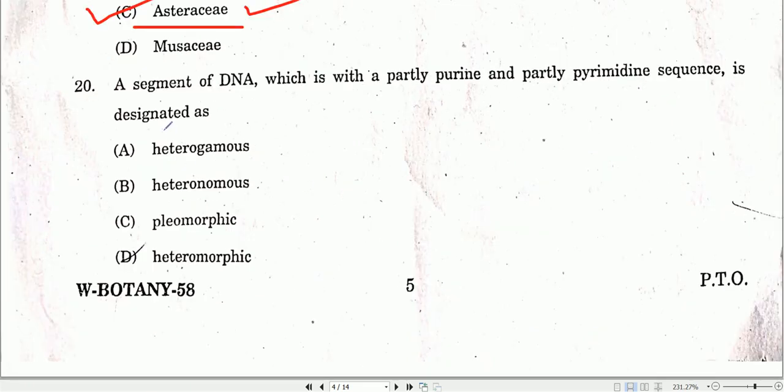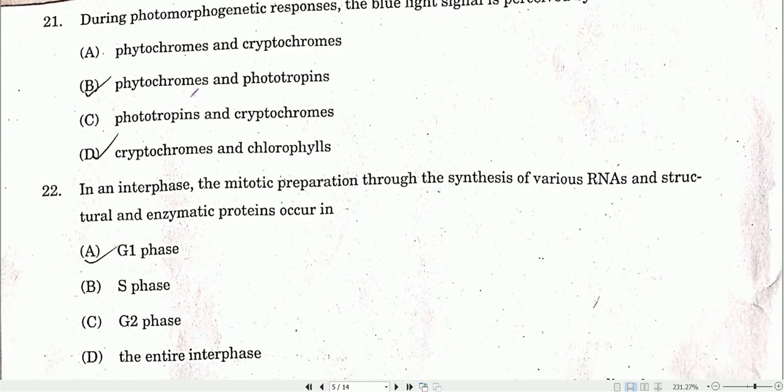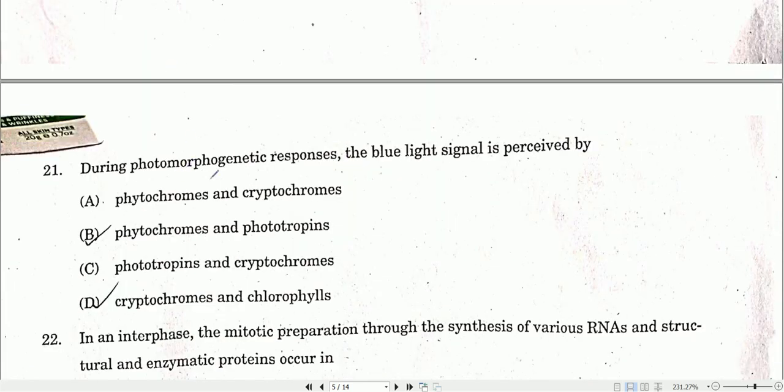Coming to question number 20, a segment of DNA which is with a partly purine and partly pyrimidine sequence is designated as. Okay, so that will be your heteronomous. So option B will be the correct one. Coming to question number 21. So during photomorphogenetic responses, the blue light signal is perceived by. Okay, so that is generally perceived by the phytochromes and cryptochrome.